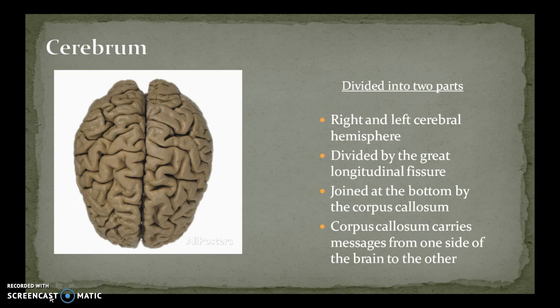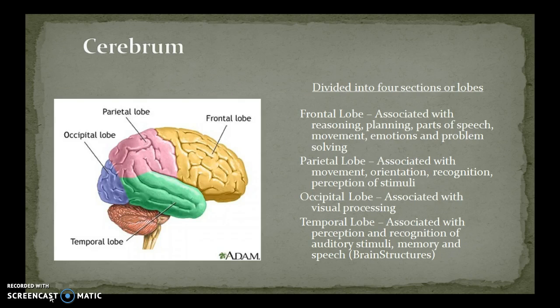The cerebrum is divided into two parts, the right and left cerebral hemisphere. The hemispheres are mostly symmetrical in appearance. However, each side functions slightly differently. They are divided by the great longitudinal fissure. They are joined at the bottom by the corpus callosum. The corpus callosum carries messages from one side of the brain to the other.